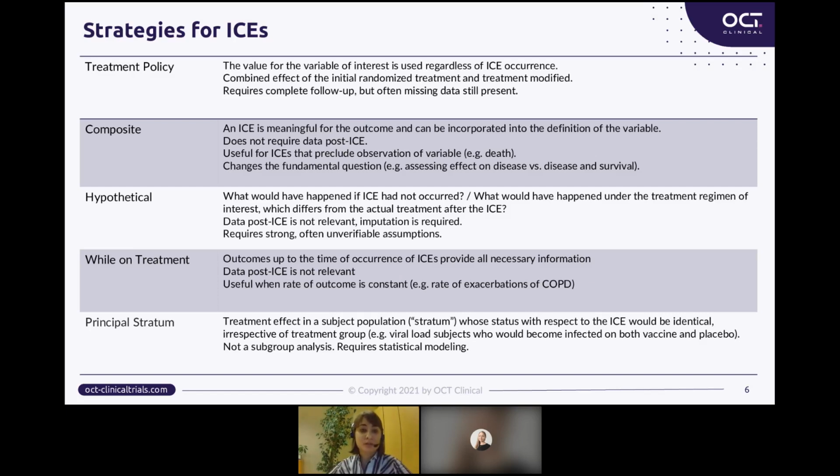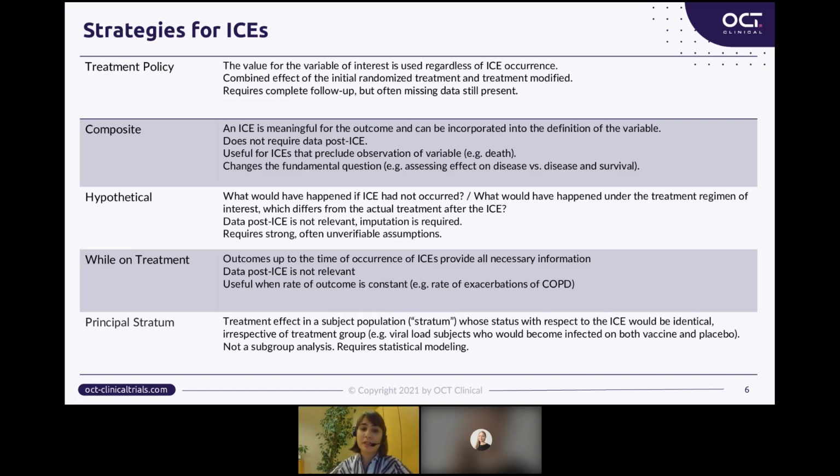With principal stratum strategy, the intent is to adjust for the occurrence of the intercurrent event. It is achieved by assessing the treatment effects within principal strata of subjects who would or who would not experience intercurrent events on both treatments. For example, we could be interested in the effect of treatment in subjects who would be able to tolerate that treatment and the control, or evaluating a causal effect of vaccine on viral load in subjects who would become infected regardless of randomization to placebo or vaccine.